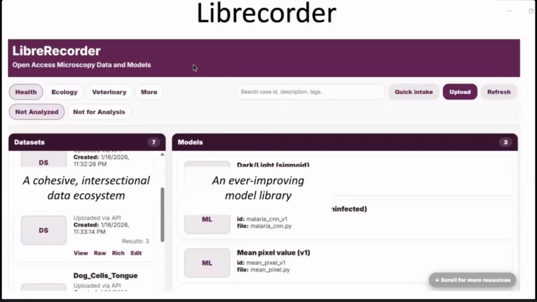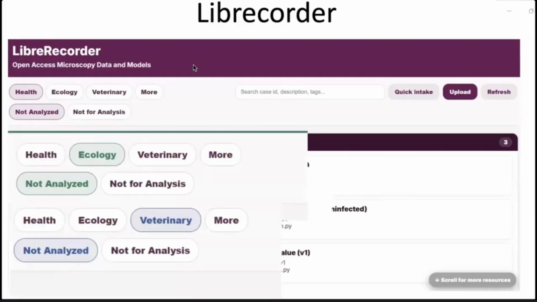So we're developing an infrastructure that allows cohesive intersectional data to be aggregated, and an ever-improving model library, which can be cross-trained across data sets and whose results can then be used by researchers, clinicians, and engineers developing point-of-care microscopes. Along with this, we're working on compiling data related to ecology and veterinary medicine as well. We're working with local farmers and veterinarians in the context where I live to propagate the use of point-of-care microscopy, especially the OpenFlexure microscope.